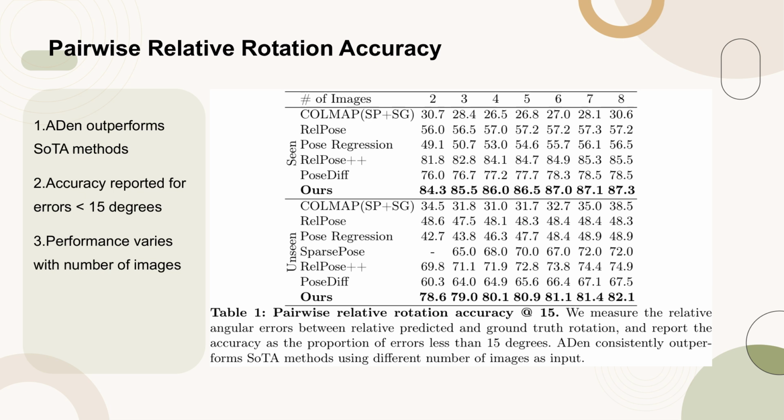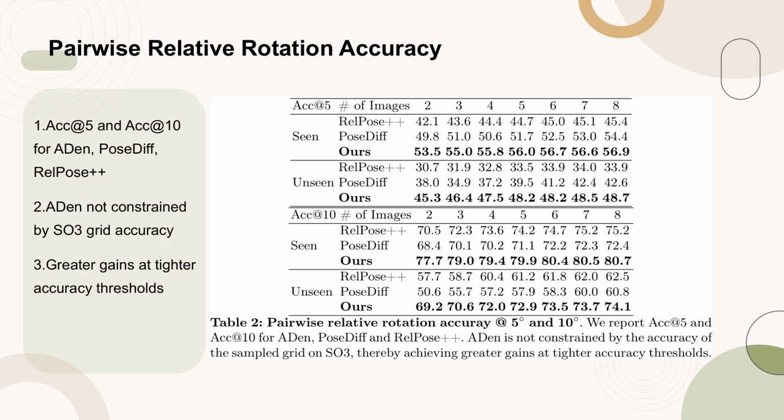Table 2 presents the pairwise relative rotation accuracy at 5 degrees and 10 degrees, denoted as ACC at 5 and ACC at 10, for ADen, PoseDiff, and RelPose++. The table highlights that ADen's performance is not limited by the accuracy of the sampled grid on the SO3 space, which allows it to achieve significant improvements at more stringent accuracy thresholds. This underscores ADen's ability to generate samples that closely match the ground truth camera pose, especially in scenarios requiring high precision.